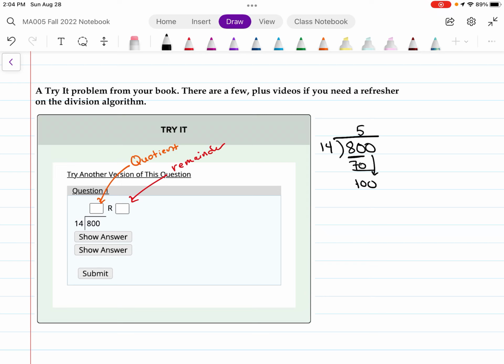So now how many times does 14 go into 100? You can check it on your calculator to try. 14 goes in 7 times. 7 times 14 is 98. And my remainder is 2. Okay, so what they want here is 57 with a remainder of 2. That's what they're looking for.